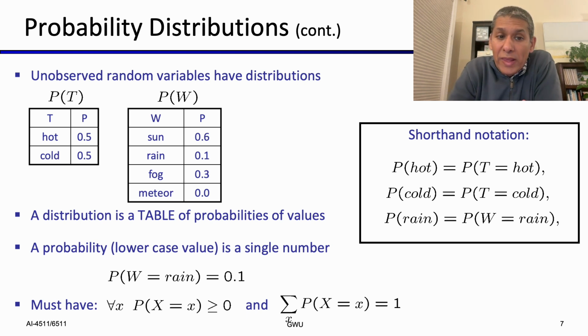We come to a shorthand notation. Sometimes we can use a shorthand notation, such as in this case, probability of hot is equal to probability of T equals hot. This is fine as long as each domain value is unique. Now, if you have 5 random variables, all Boolean, true, false, then you couldn't say P of true because you wouldn't know which one is equal to true. In that case, you would say P of X1 equals true. So you are welcome to use the shorthand notation only if it does not cause some ambiguity.